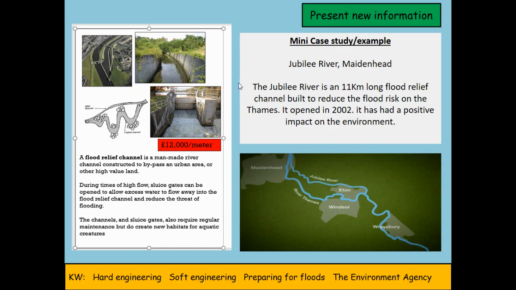So you can see here we've got the Jubilee River at Maidenhead. If the Thames was to flood, it would potentially flood Windsor, Eton, those quite important areas. But if it was to flood, they could open up this Jubilee River channel here, and that would then take the burden off of the River Thames, which would then mean that it wouldn't flood.